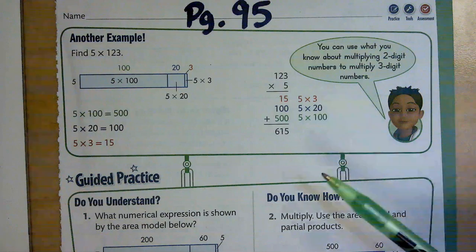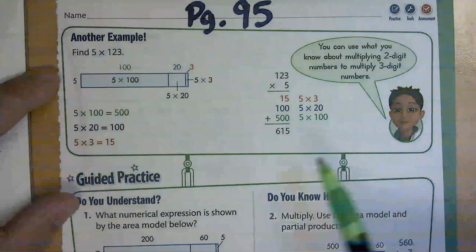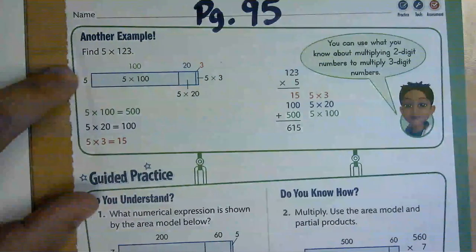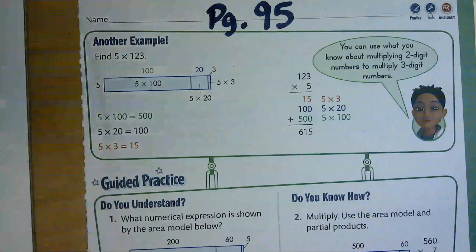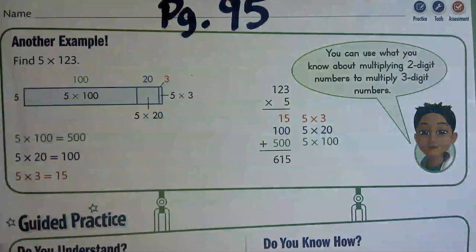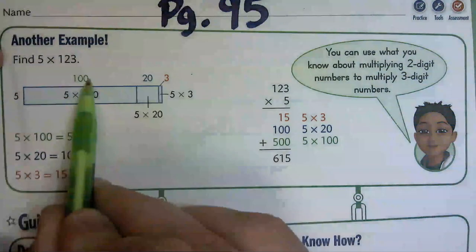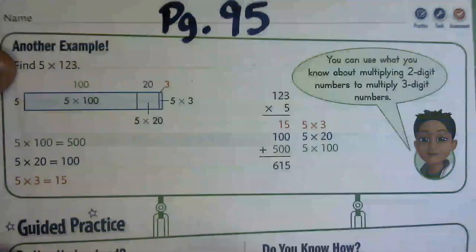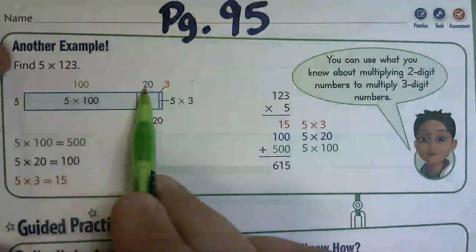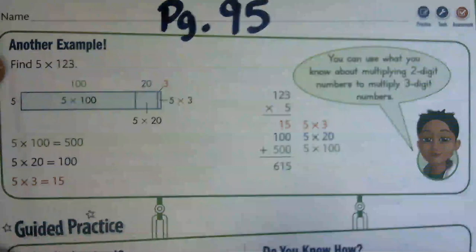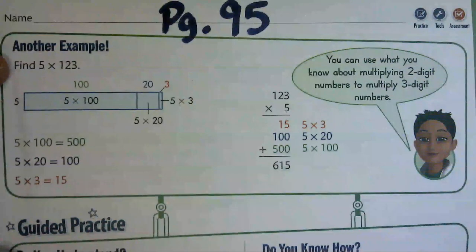All right, so on page 95, we're going to look at another example. And up here, we've got 5 times 123. I'm going to zoom in just a little bit more. So what they did is they already drew our box for us here. And we took our 123, broke it into each of those place values. So I've got my 100, my 20, and my 3, and I'm timesing it all by 5. The distributive property tells me I can do that as long as I add them all together at the end, which is what partial products is.